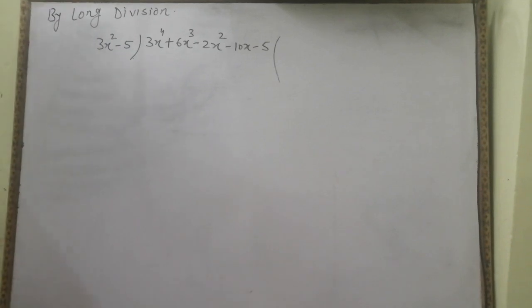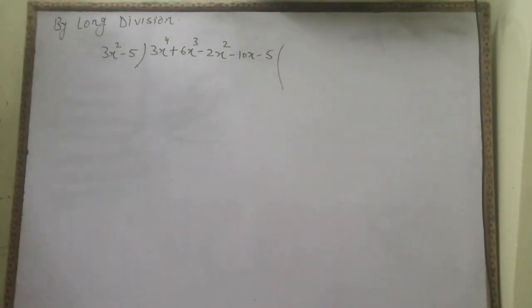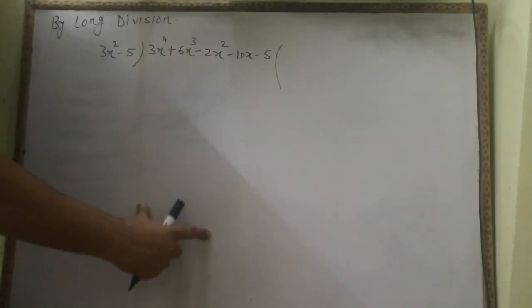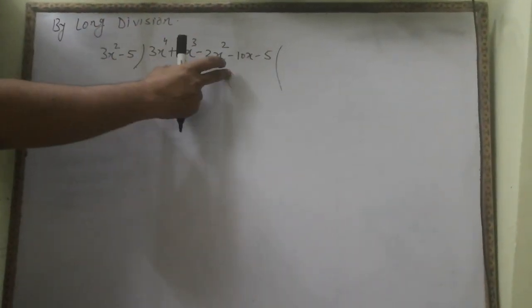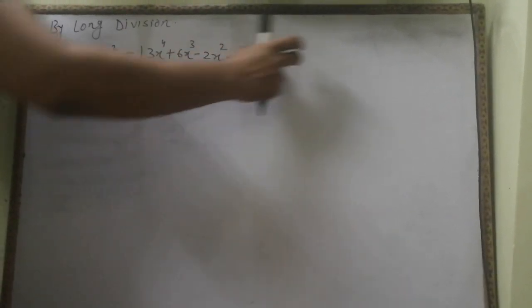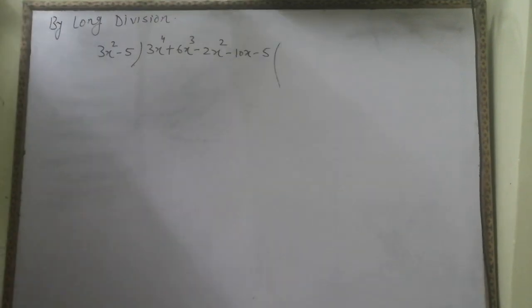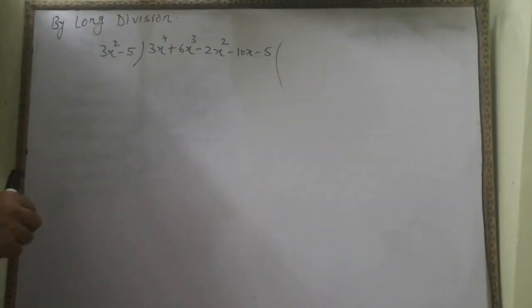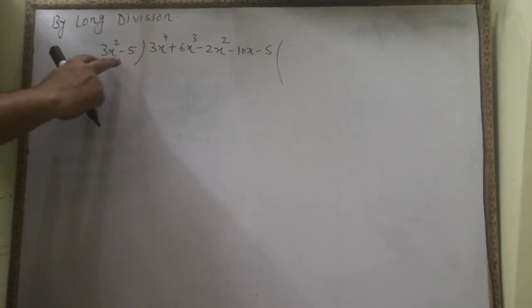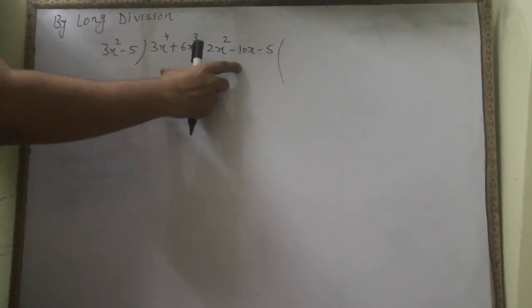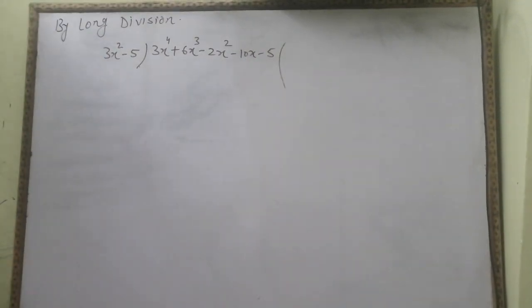Now this is the second step of this question. In this section, we will find a quadratic equation by dividing this polynomial with this polynomial. Here you will find the quadratic equation, and remember one thing: when you divide this polynomial by this polynomial, you always get remainder 0.